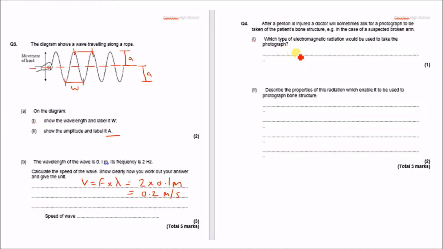After a person is injured, a doctor will sometimes ask for a photograph to be taken of the patient's bone structure. What type of electromagnetic radiation would be used to take the photograph? Remember, these are X-rays. Describe the property of this radiation which enables it to be used to photograph bones.